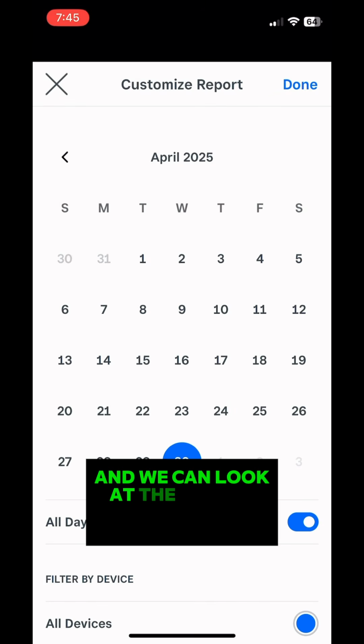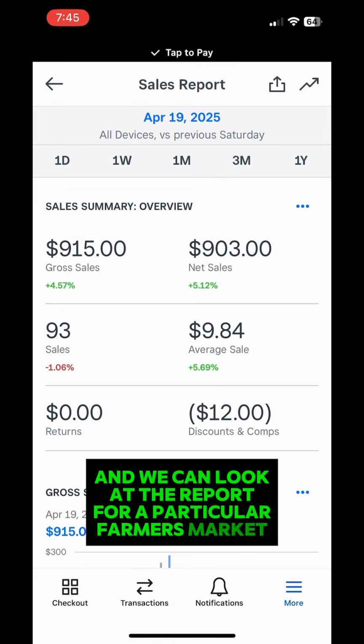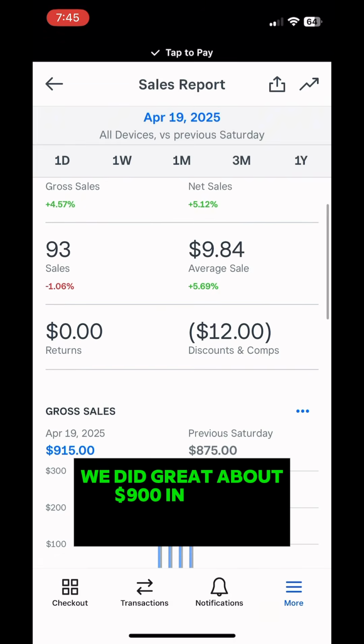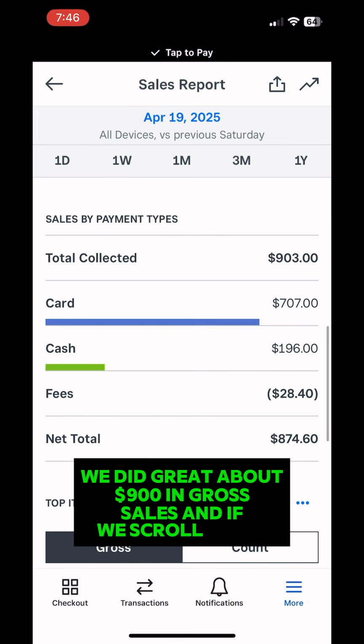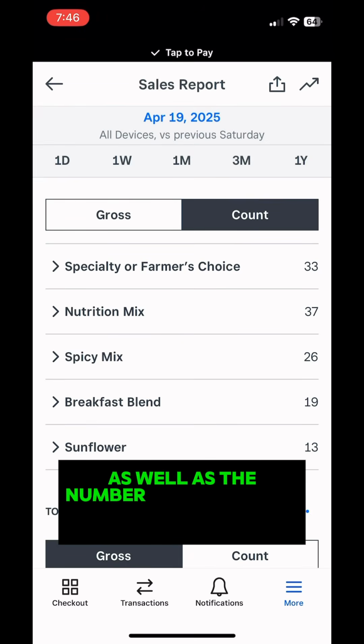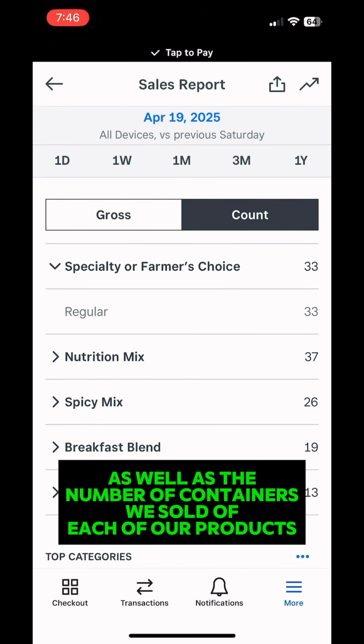And we can look at the report for a particular farmers market, like the one from a few weeks ago. We did great, about $900 in gross sales. And if we scroll down, we can see the distribution of card payments to cash, as well as the number of containers we sold of each of our products.